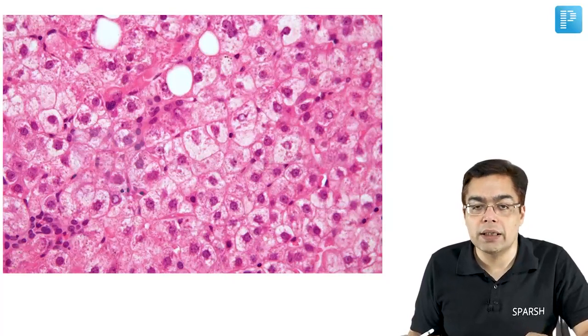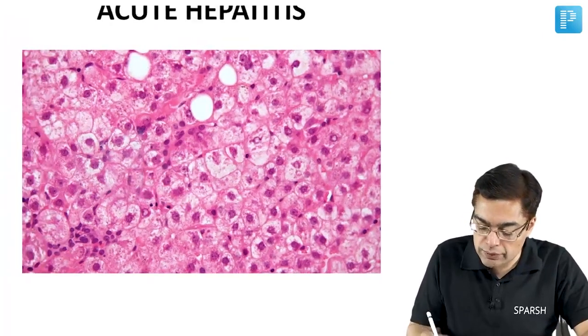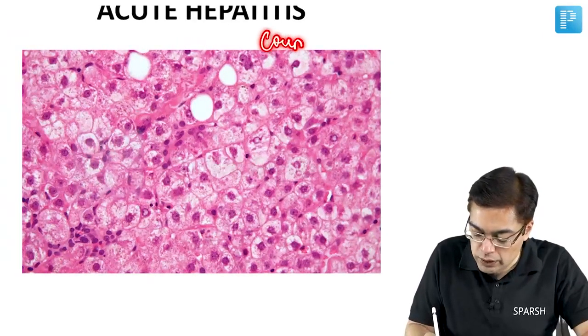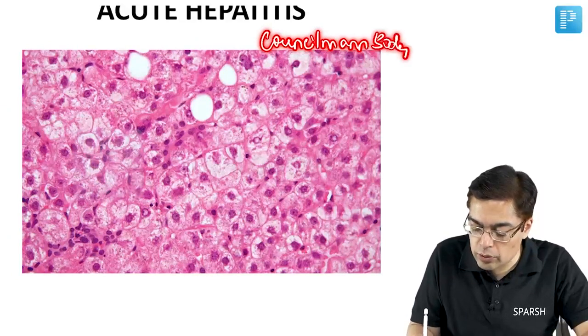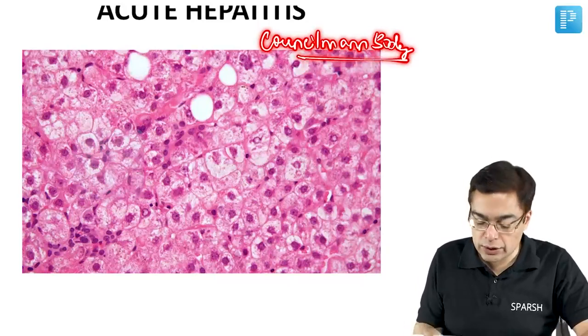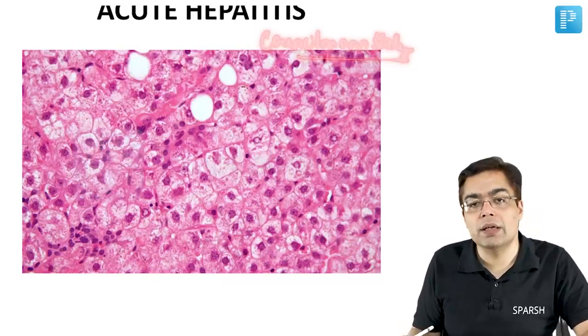The apoptotic body in case of viral hepatitis is also being given a second important name, and that is what the examiners love to go after time and again in the exam. That's a simple one-liner question. It has been given the name of a councilman body. So that is what we need to have an idea about so far as acute hepatitis is concerned.